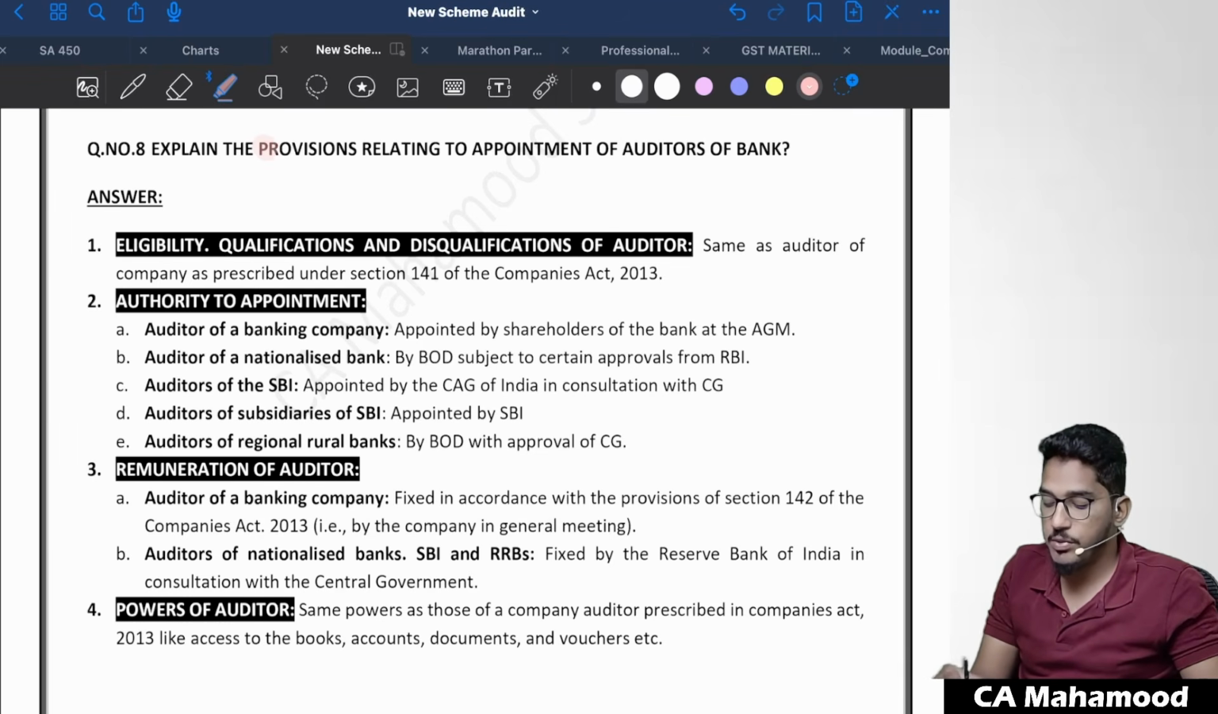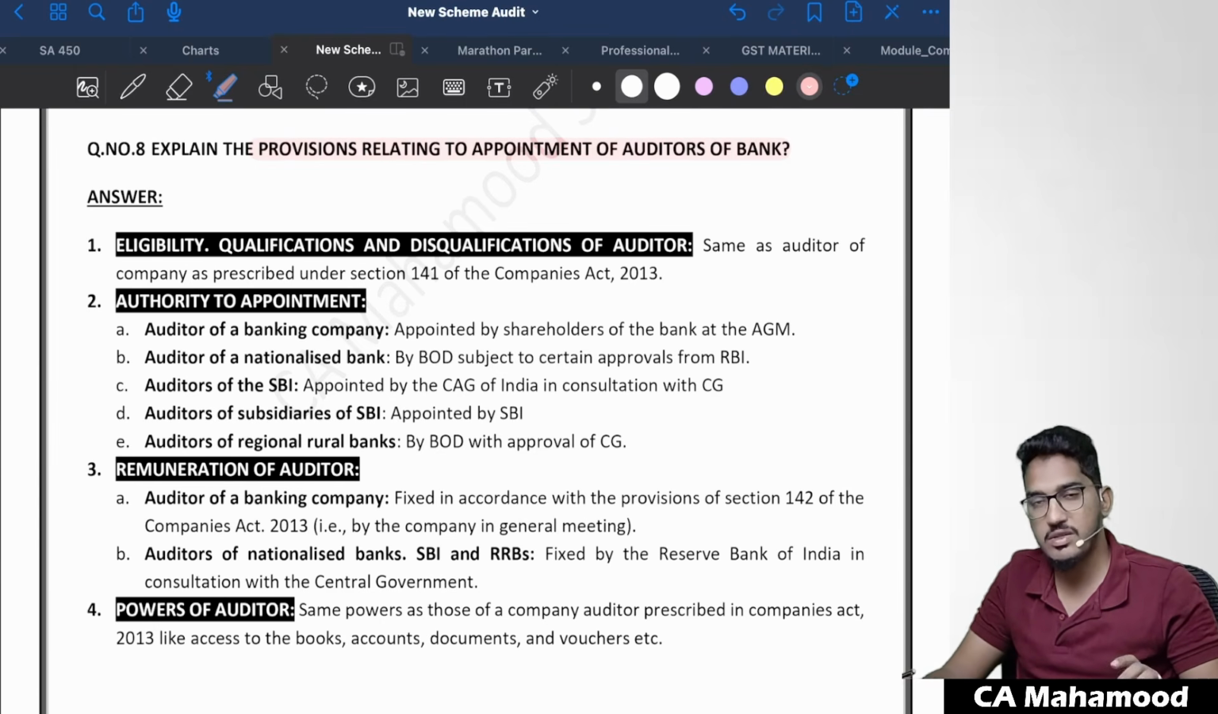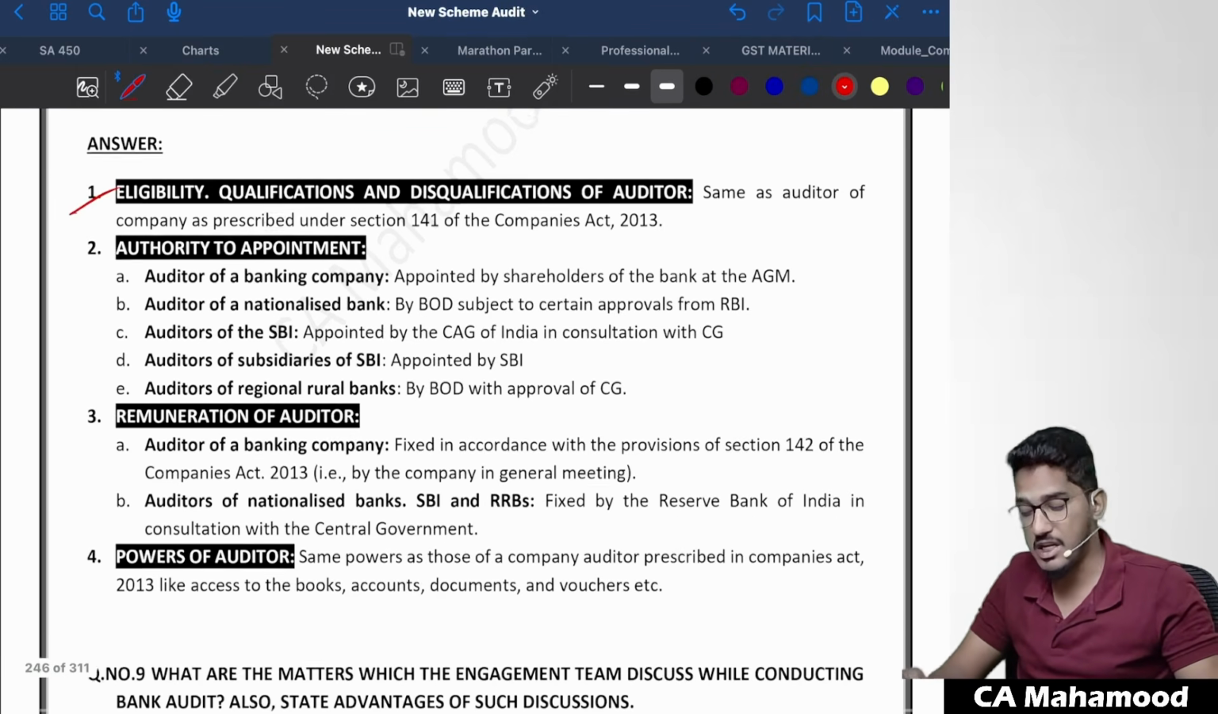First, as you could see, provisions relating to appointment of auditors of bank. Who will make an appointment of auditors of the bank? First of all, sir, who is eligible, what qualifications, what disqualifications, everything is the same as for a company auditor. Whoever is eligible to act as a company auditor, the same person will be eligible to act as an auditor for the banks also. Whatever qualifications and disqualifications are applicable for a company auditor under section 141 of the Companies Act, the same will be applicable for auditor of the banks as well.